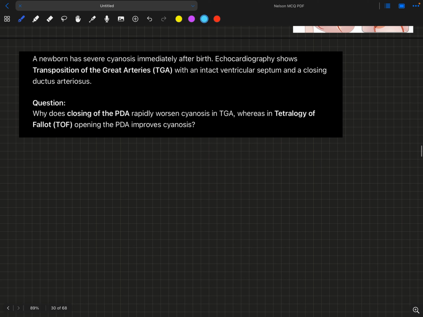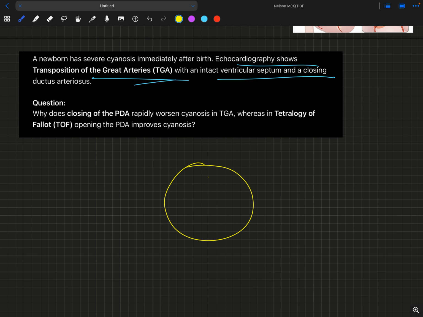Now let's discuss some questions. A newborn has severe cyanosis immediately after birth. Severe cyanosis immediately after birth means you think of TGA. Echocardiogram shows TGA and intact ventricular septum. Now this ventricular septum is intact, there is no hole in between. So there will be parallel circulation.